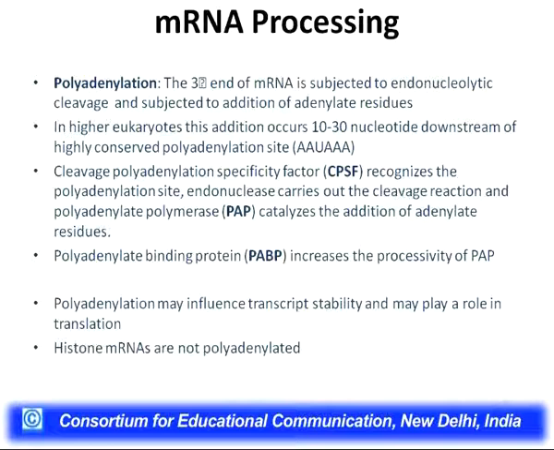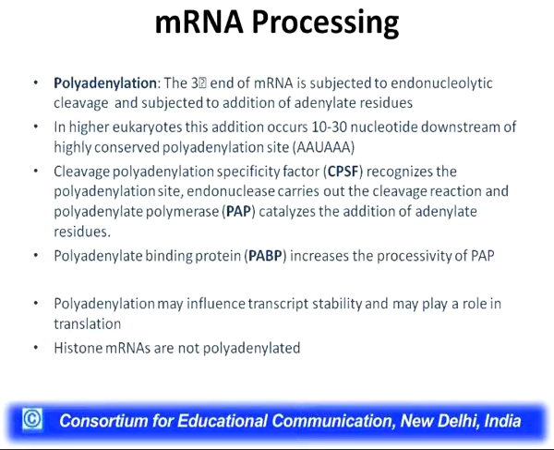After that has been cleaved by endonucleolytic cleavage, there is addition of adenylate residues. The number of residues which are going to be added varies from one type of gene to another, and from 10 to 200 nucleotides of adenine can get added to a particular mRNA. This polyadenylation usually occurs at a specific site, and this occurs 10 to 30 nucleotides downstream, that is toward 3', of a highly conserved polyadenylation site, which is AAUAAA. This site is the signal that now polyadenylation should occur 10 to 30 nucleotides downstream from this particular region.